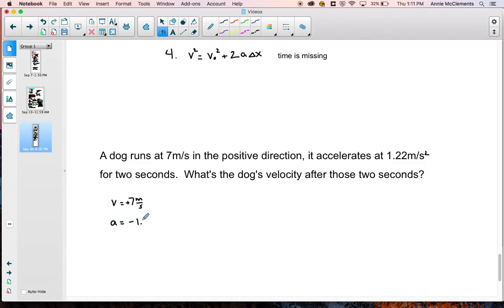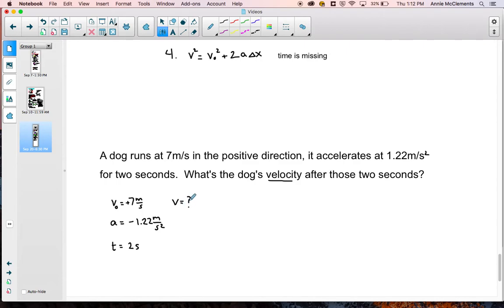Negative 1.22 meters per second squared, for 2 seconds. We're assuming the start of that interval is 0, so it's doing that for 2 seconds. That is our time. And then we're asked for the velocity after those 2 seconds. So we have a starting velocity and we want to know the velocity after those 2 seconds. So now I know that this is my initial velocity and I would like to solve for my final velocity.